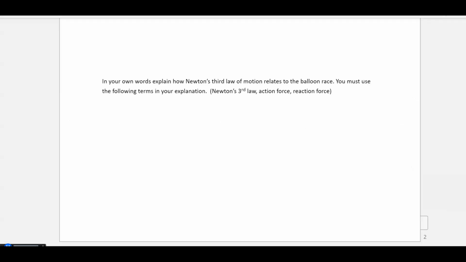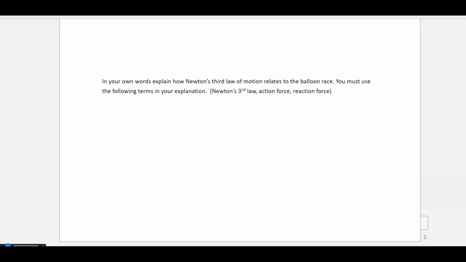All right, ladies and gentlemen, you're almost done. The last thing I need you to do is to simply create now an explanation. You need to show me that you kind of understand this a little bit, okay? It's starting to make some sense. So here, the last task for you is in your own words to explain how Newton's third law of motion relates to the balloon race. In other words, how does Newton's third law explain for us why the balloon rocket works?